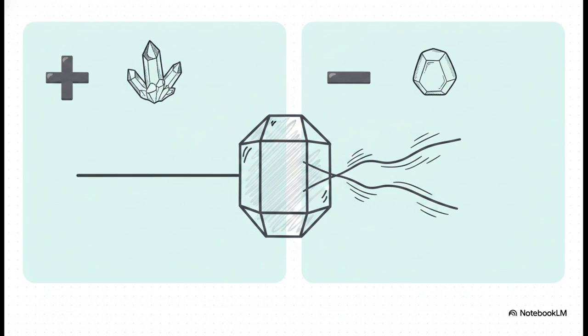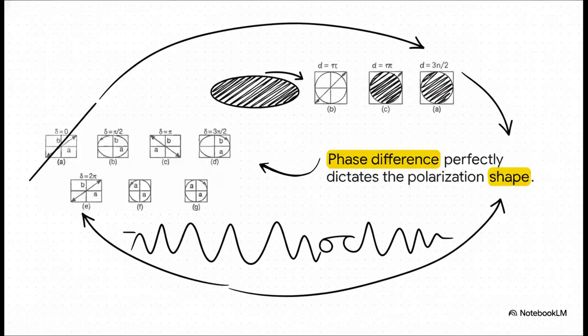Positive crystals, and examples you must have on your fingertips, are quartz, ice, and rutile. Then we have negative crystals, like calcite and tourmaline. The main difference? It just lies in how the velocity of the extraordinary ray compares to the ordinary ray inside that specific medium.